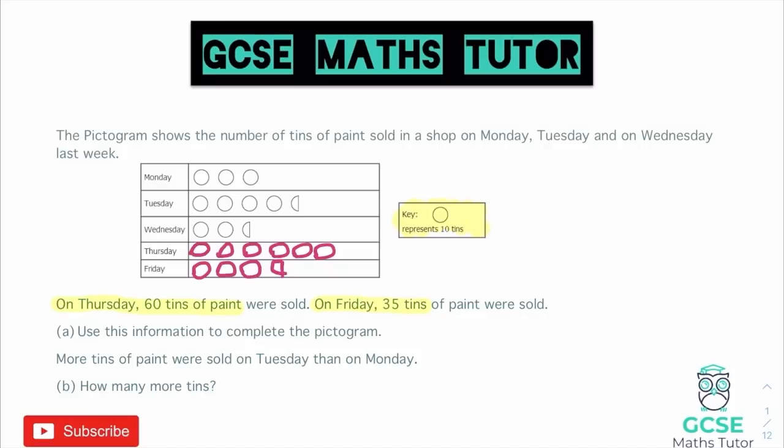So obviously drawing that nice and neat, and you can probably do it a little bit better than me when you've actually got the paper in front of you. Now for part B, it says more tins were sold on Tuesday than on Monday. How many more tins? So we just need to count from the pictogram.